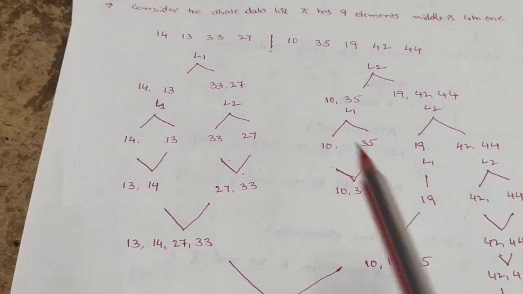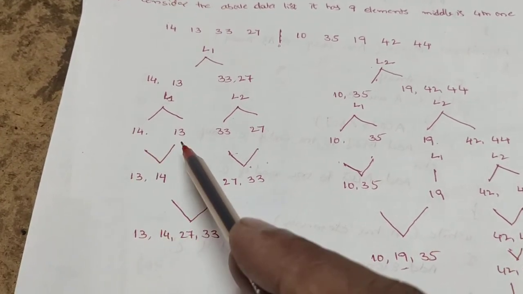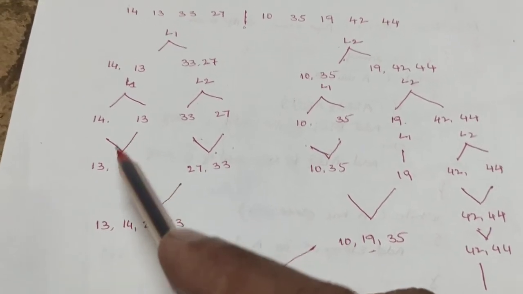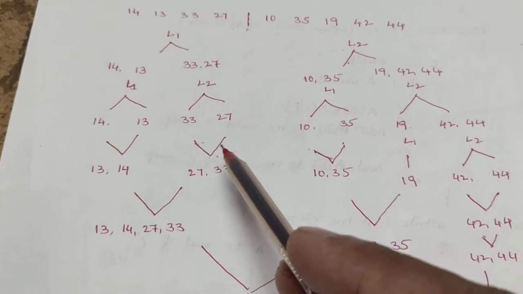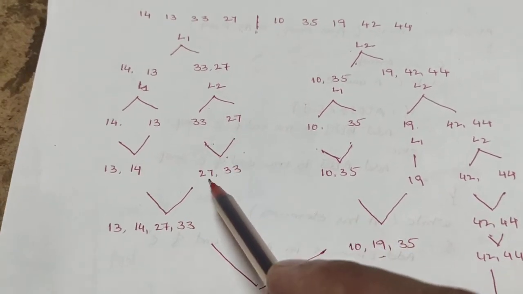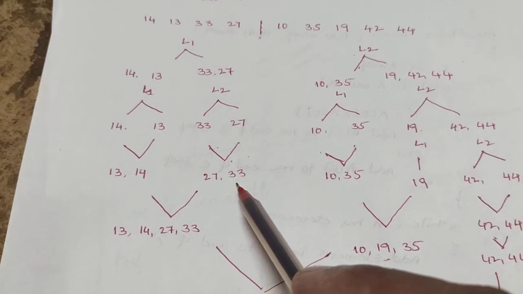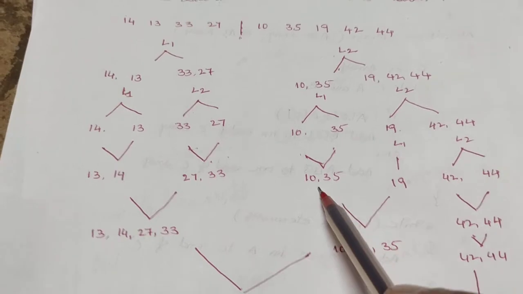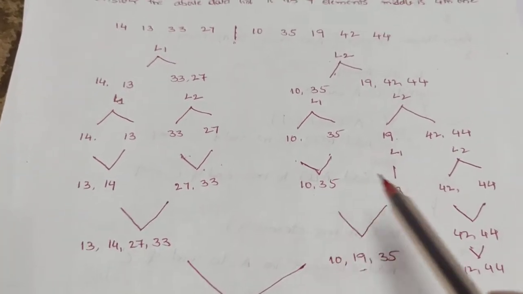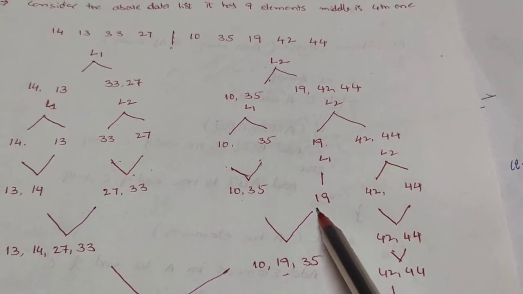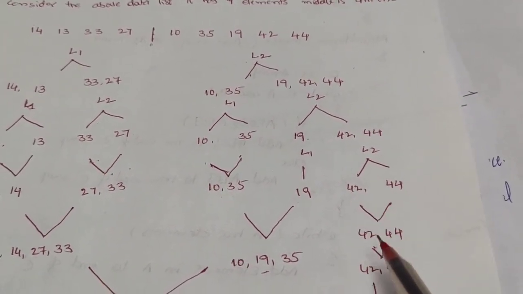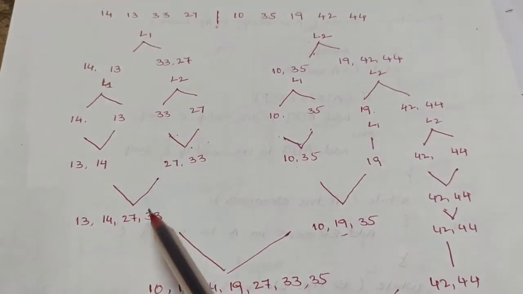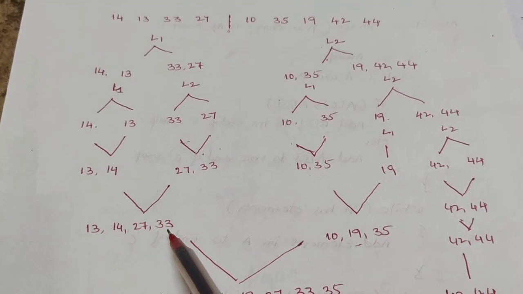Now we combine these sublists for L1 and L2, right? So 13 and 14 are merged in ascending order: 13 is first and 14 is second. For 33 and 27, 27 is first and 33 is next. In the same way, I merge the two adjacent sublists 10 and 35: 10 is first and 35 is next, and 19 is alone here. Then for the sublist 42 and 44, 42 is first and 44 is next, and again the above two sublists are merged: 13, 14, 27 and 33.